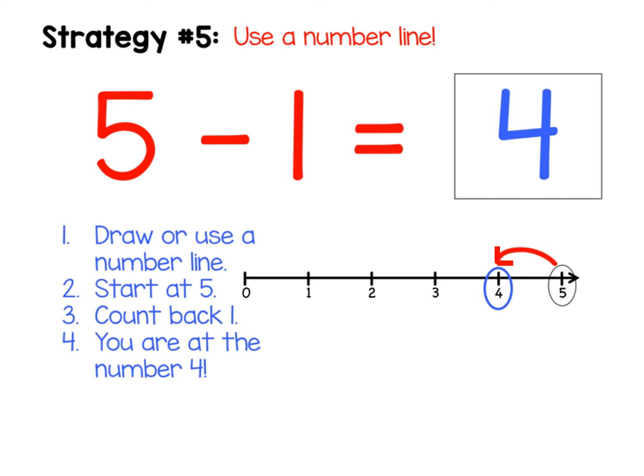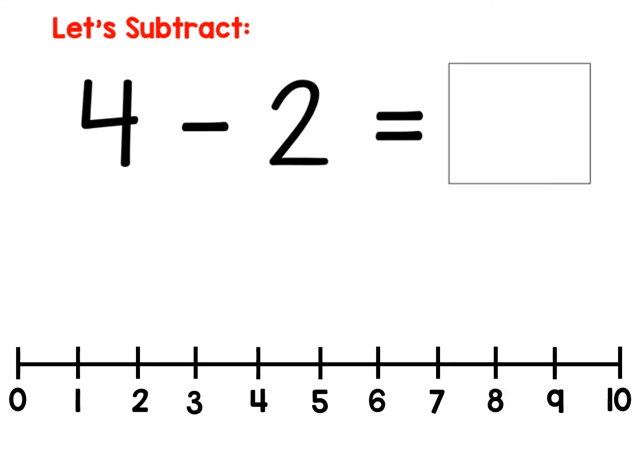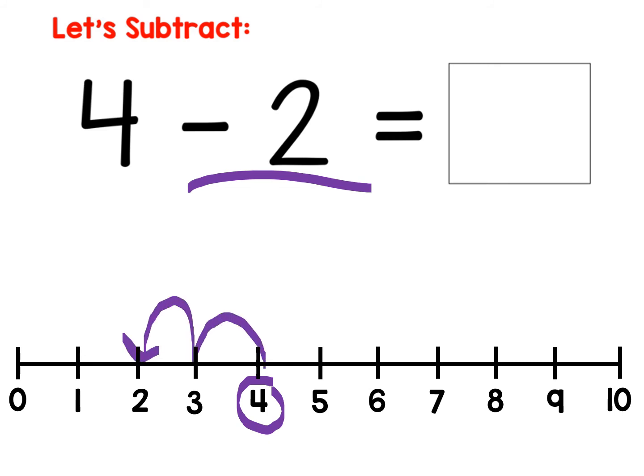Let me show you what this looks like. 4 minus 2. So I am going to start at number 4, which is my minuend. Remember, I'm taking away 2. When we take away 2, we have to get smaller. So I'm going to go backwards. 1, 2, and what did I land on? I landed on 2. That is the difference. 4 minus 2 equals 2.